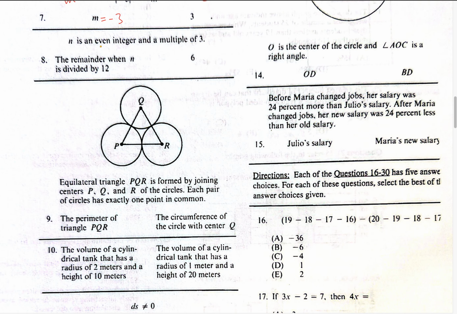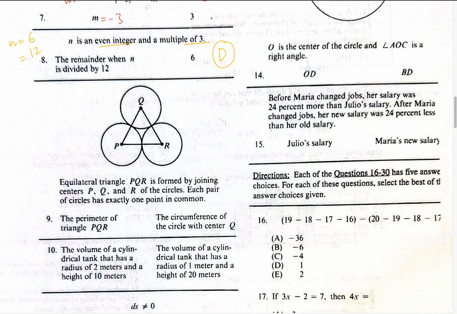Okay, n is an even integer and a multiple of 3, right? So if we plug in different values of n, it has to be an even integer and it also has to be a multiple of 3. So you can use 6, you can use 12, and so on, and you will find you are getting different values, right? So there is no one answer. In this case, when we cannot decide the relationship between the two quantities in column A and column B, we select D as the answer, because the information given is not sufficient enough.